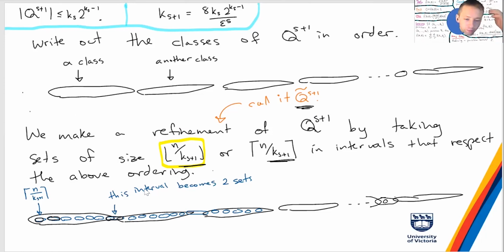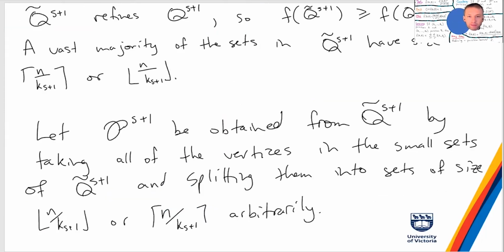But you're going to have some which are coming from the boundaries of these intervals, from the boundaries of the classes, which are small. Okay, and here's the thing: QS plus 1 tilde, the common refinement of the intervals and the parts that we had before, is at least as good as QS plus 1 in terms of the mean square density, because it's a refinement of QS plus 1. So the mean square density of QS plus 1 tilde is at least as large as that of QS plus 1. And a vast majority of the sets in QS plus 1 tilde have the right size.